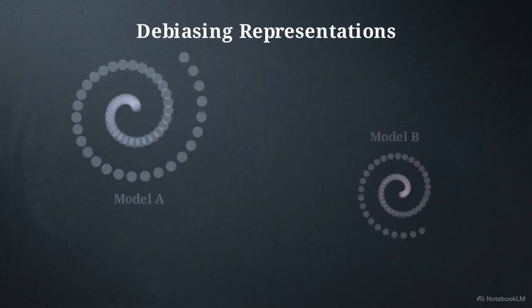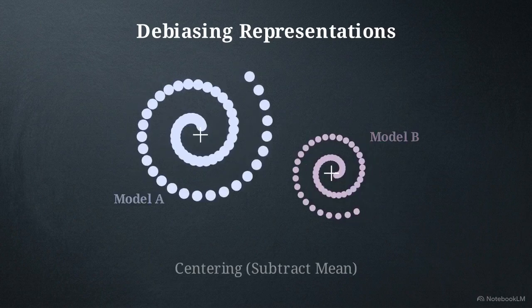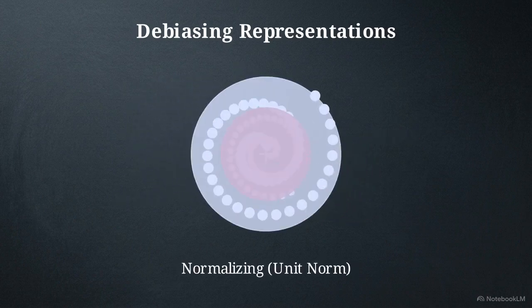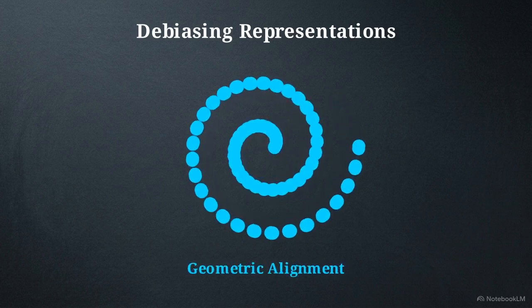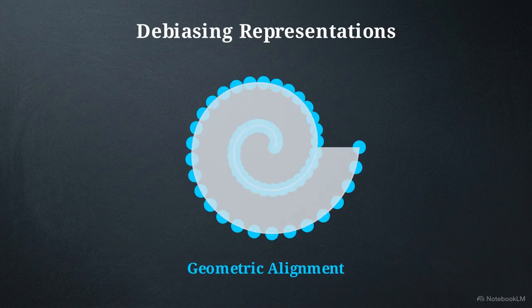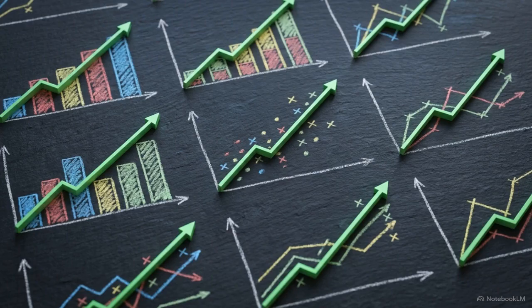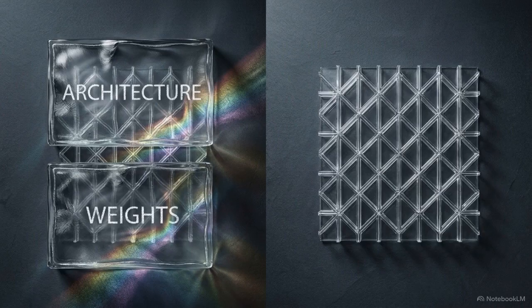The researchers tested this by subtracting the population mean and normalizing the raw features. Post-transformation, the representations shift into a significantly tighter geometric alignment. This trend is consistent across diverse datasets and various similarity metrics. Architecture and weights act as distorting lenses. Once we mathematically correct for them, the shared signal becomes much clearer.